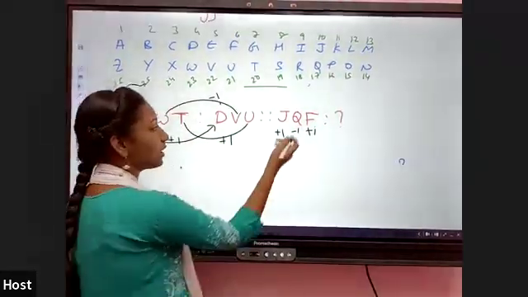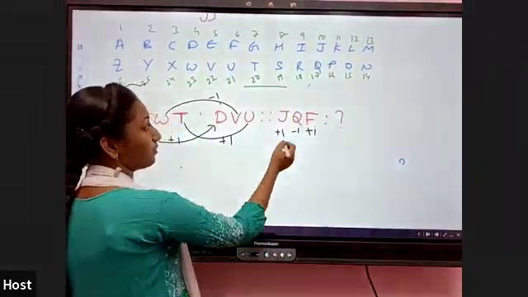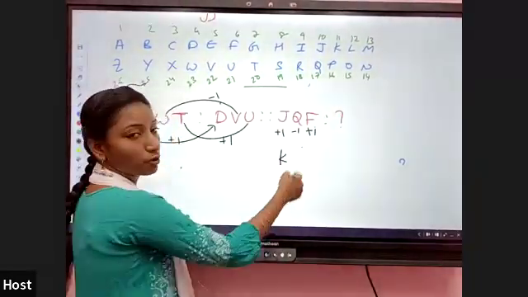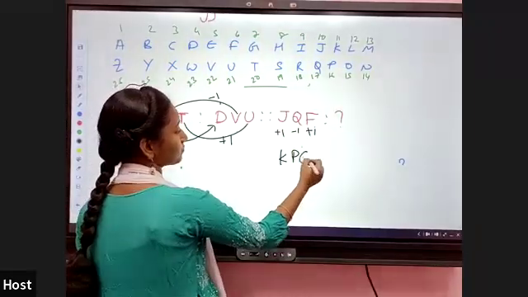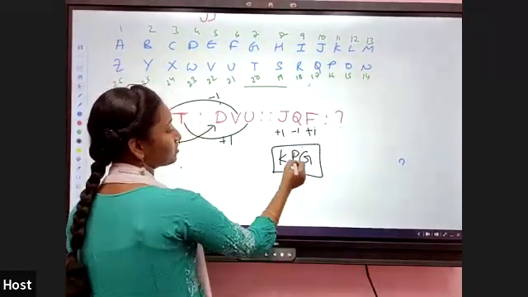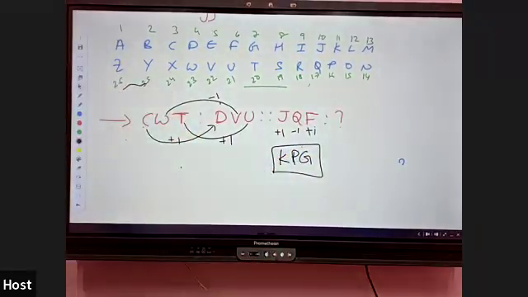Don't be confused. So for Z, +1 means K. For Q, -1 means P. For F, +1 means G. So KPG is the answer.